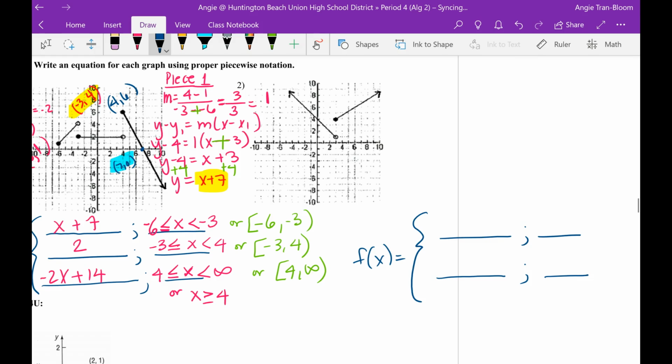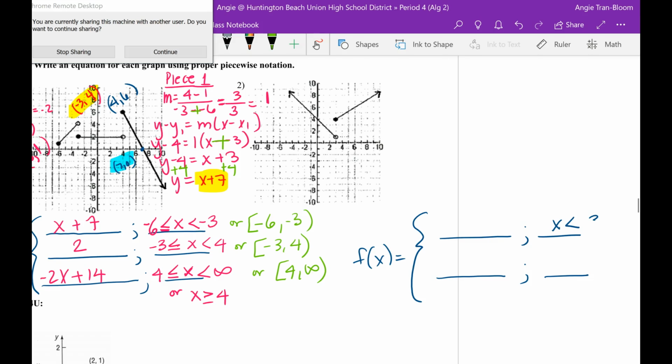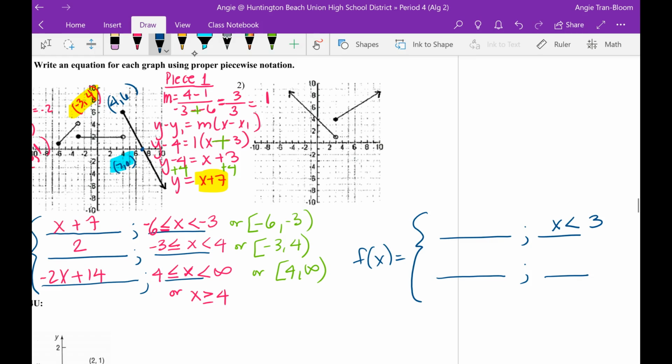Is x greater than, less than, or in between? What's the starting number? 3. Is x less than that or greater than that? Less than. So can I write x is less than 3, like that? Yes. Is the second domain also the same number? Is it greater than, less than, or in between? Greater than. Is it greater than or equal to, or just greater than? Right. So right there, you got 2 points out of 4.